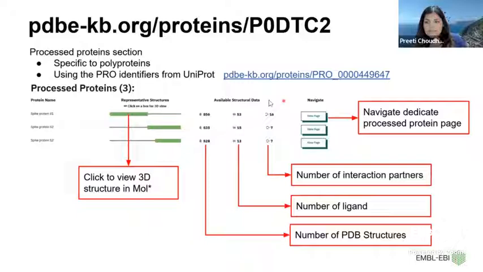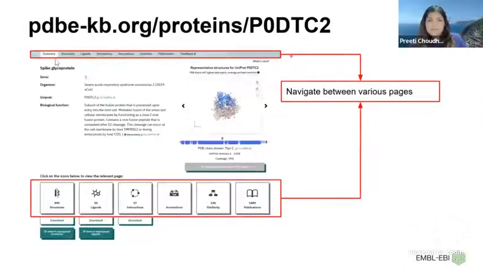And you have these icons showing you a quick glance of available structural data, for instance, number of PDB structures, number of PDB ligands, and number of interacting partners. You can also view the dedicated processed protein page using this button over here. Between all these various sections, you can use the navigation bar and click on the corresponding tabs to navigate between various pages. Alternatively, you can click on each of these icons to view the relevant page.